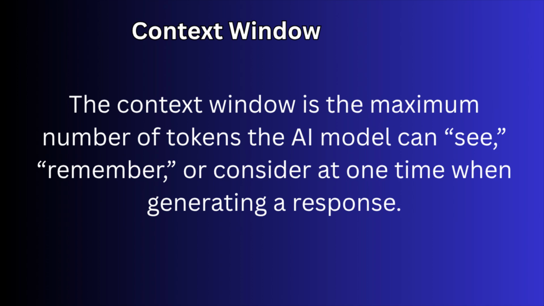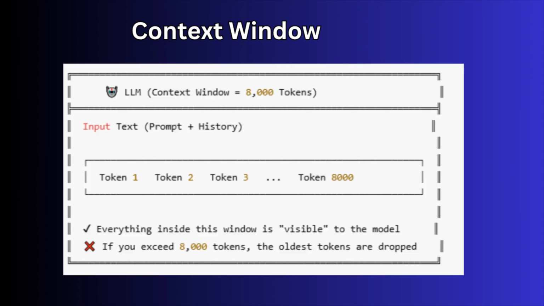So what is context window? The context window is the maximum number of tokens the AI model can see, remember, or consider at one time when generating a response. In simple terms, it's like AI's short-term memory. For example, if a model has a context window of 8,000 tokens, it can process and understand up to 8,000 tokens of text, which includes both your input and the AI's previous replies.